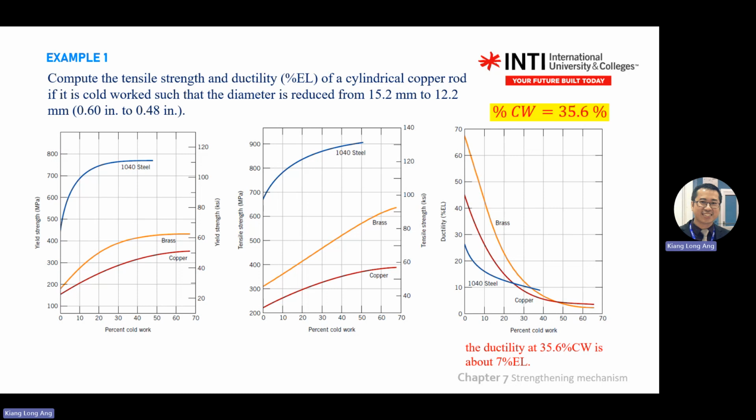Okay, we look at ductility first. This is the ductility graph. What is the material? Copper. There are 3 lines here: brass, steel, and copper. So you go to 35.6%, about here, about 36%. You move up, intersect, go to the right, it is about 8 or 7%.